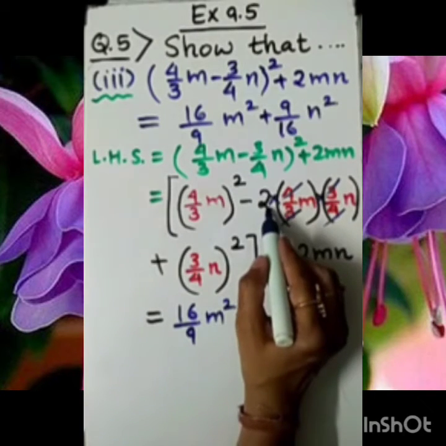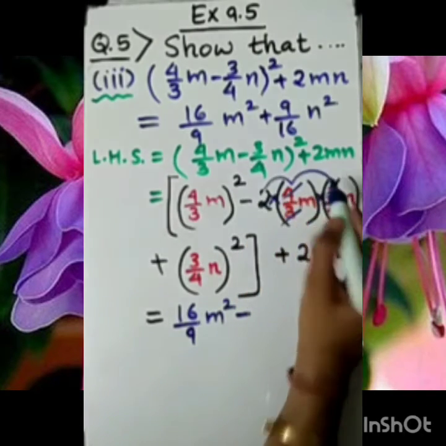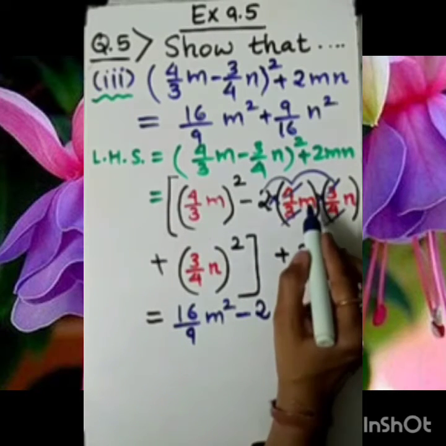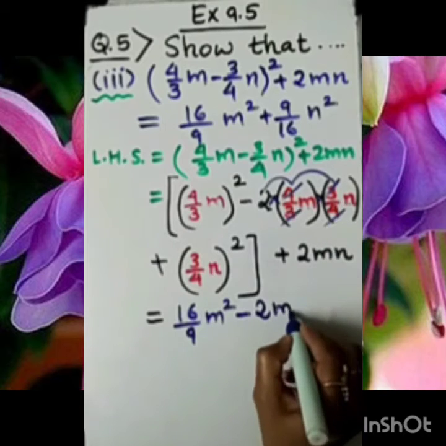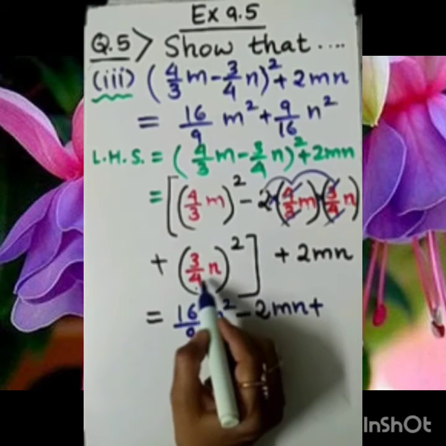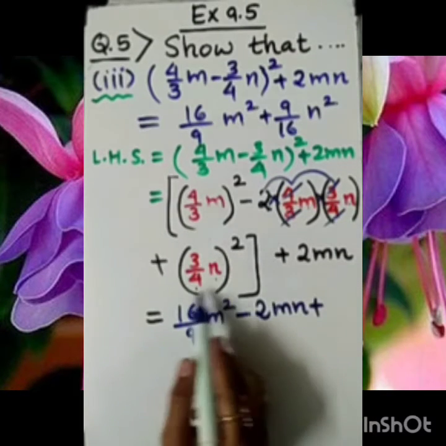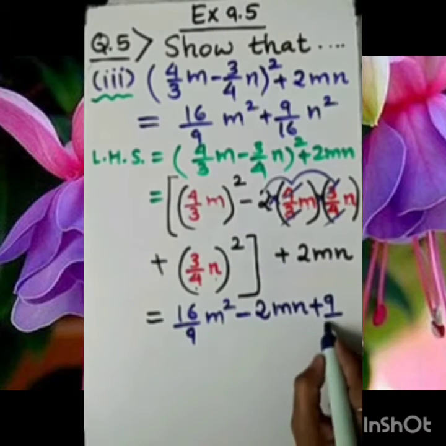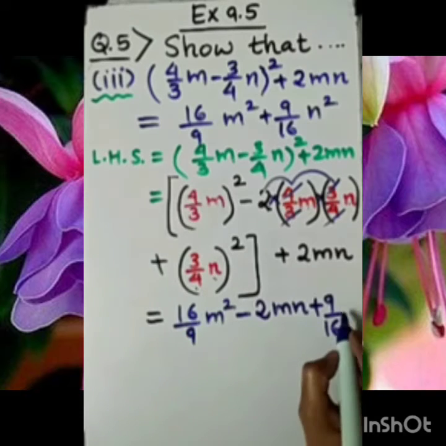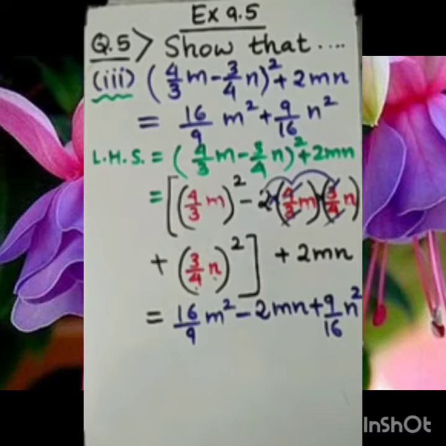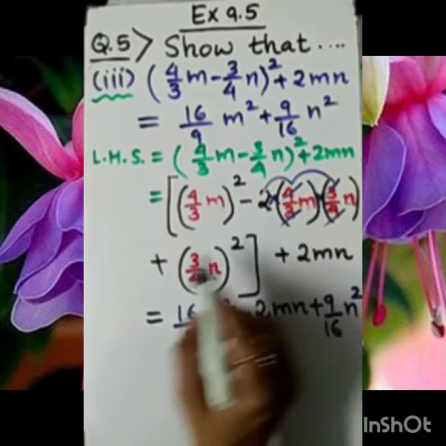So what is left here? Because all three terms are connected with product, here 2 is left and m into n, mn, is left. So let me write it as it is. Now plus, here (3/4 n) whole square. How to simplify? 3 square is 3 threes are 9, 4 square is 16, and along with the variable square, so it is n square. This is the simplification of this bracket.